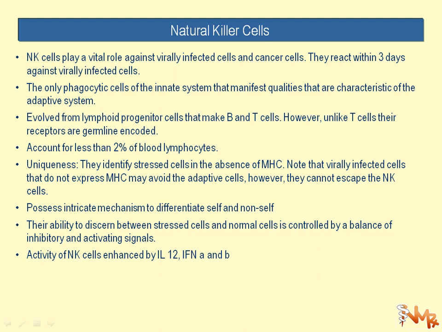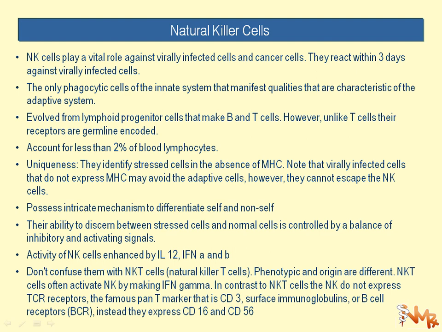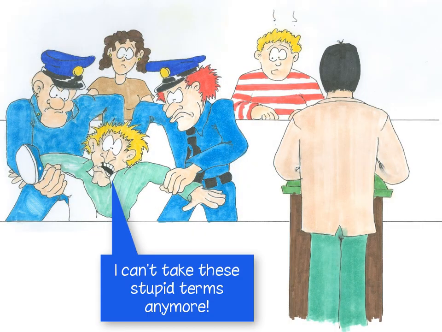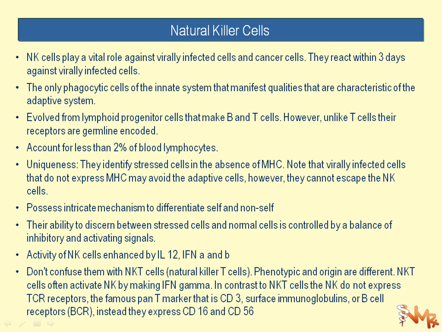Don't confuse natural killer cells or NK cells with NKT cells, also known as natural killer T cells. These terms are only there to confuse medical students. These two cells, NK cells and NKT cells, are phenotypically different and different from a standpoint of origin. NKT cells often activate NK cells by making interferon gamma. In contrast to NKT cells, the NK cells do not express TCR receptors, which we earlier said is the famous pan-T marker, meaning that you see it on every T cell. They also don't express surface immunoglobulins or B cell receptors. What do they express? They express CD16 and CD56 instead.